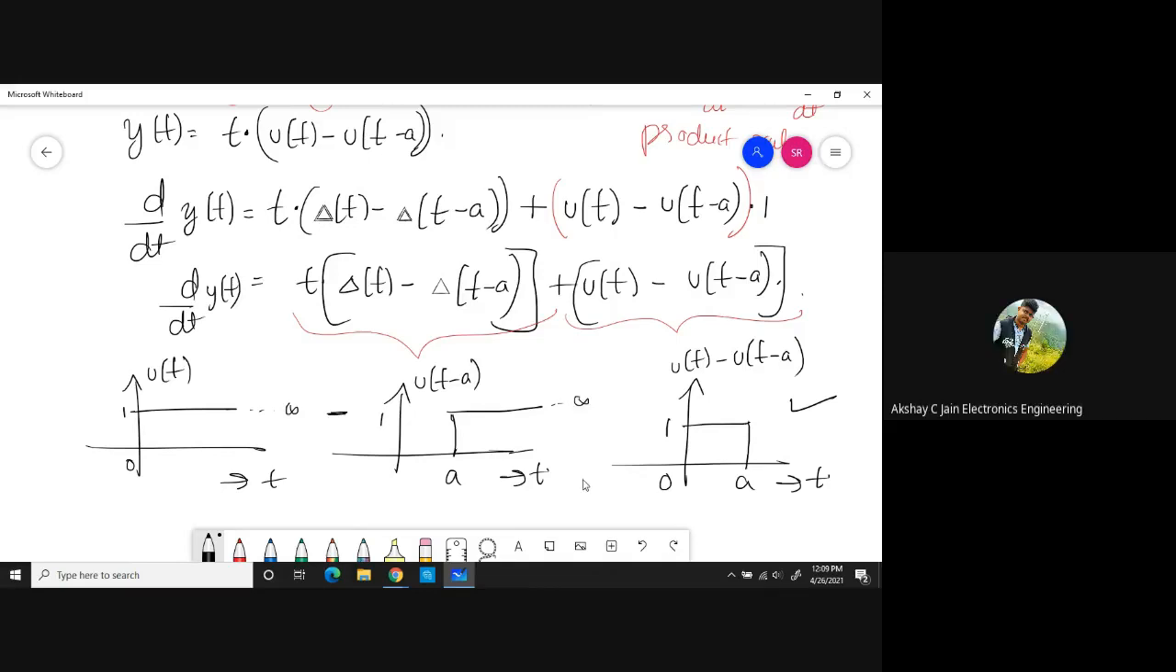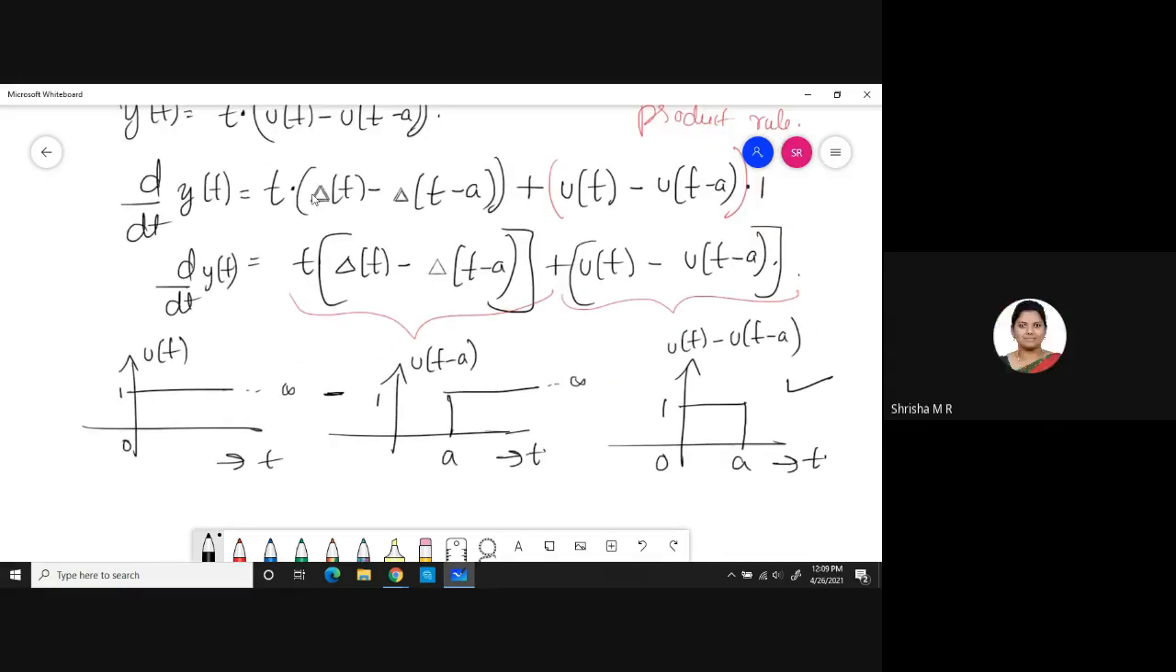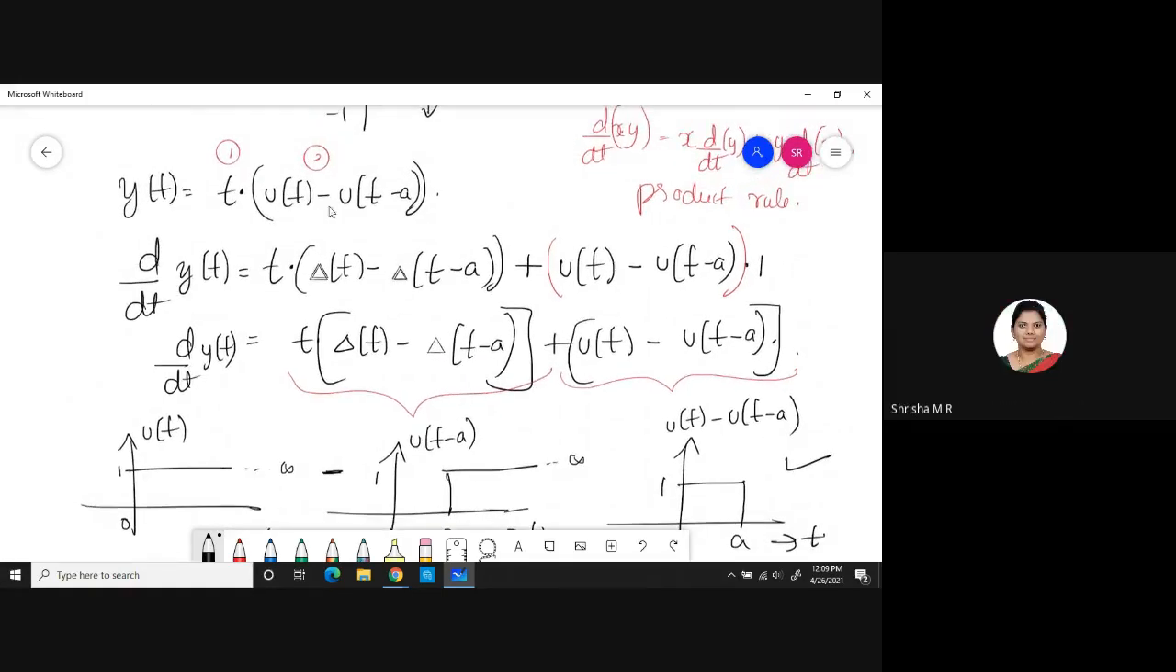Ma'am, before applying product rule, can we take that t within the bracket? I mean, multiply it to both the terms. No, you do like this better. Don't multiply it. Do like this only. T into this one. Okay?